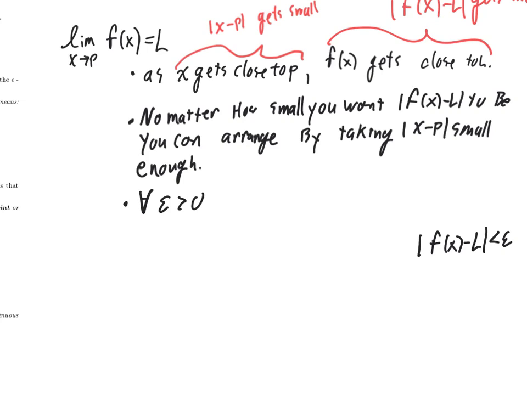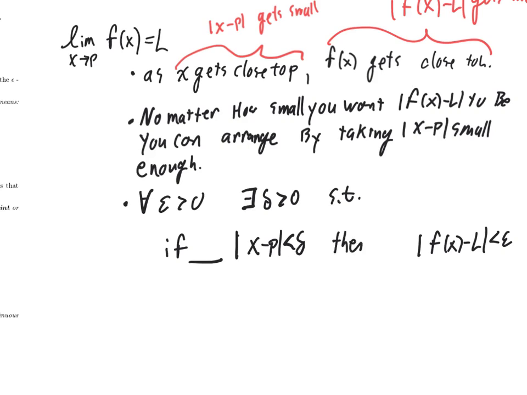So what does that mean? That means that there should exist some delta bigger than 0, such that if absolute value of, well, I'm going to give myself some space because there's going to be a technicality that I'll need to add right here. If absolute value of x minus p is less than delta, then absolute value of f of x minus L is less than epsilon.